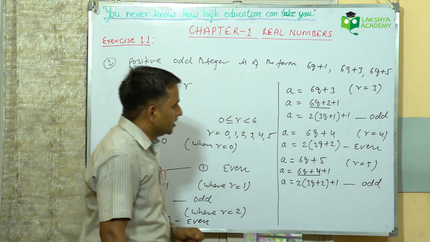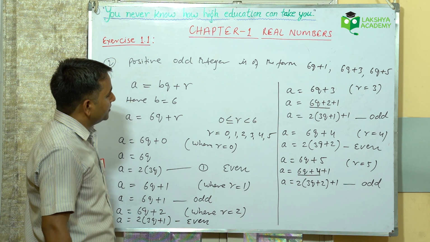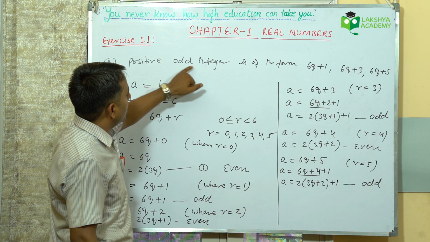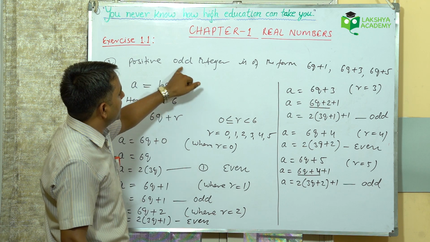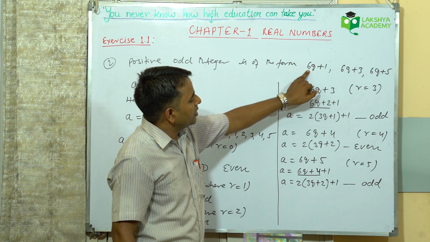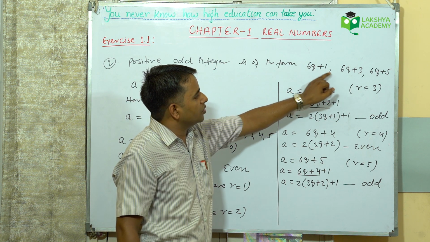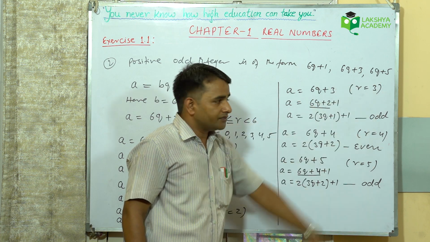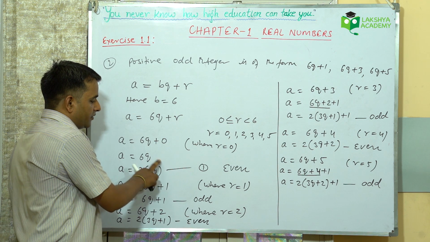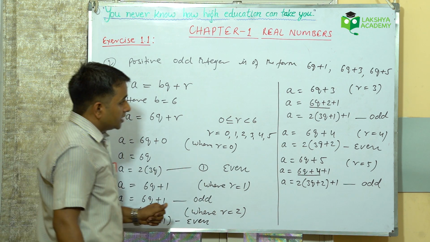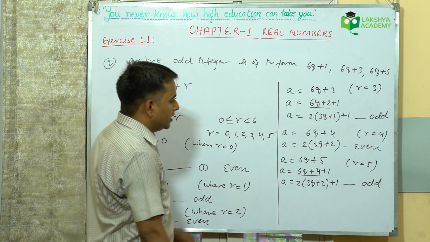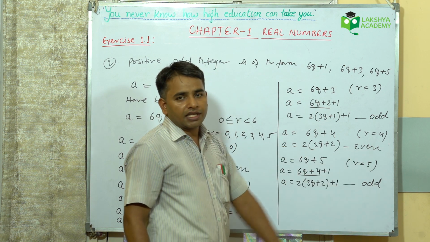अभी सेम क्वेश्चन दूसरे फॉर्म में भी आ सकता है कि पॉजिटिव ऑड इंटीजर, नाउ पॉजिटिव इवन इंटीजर, दिस कैन ऑल्सो कम इन द इवन इंटीजर फॉर्म. सो इवन इंटीजर फॉर्म में this will be in the form of like 6q, 6q plus 2, 6q plus 4. 6q itself we are getting even. 6q plus 2, we are getting even. And 6q plus 4, we are getting even.